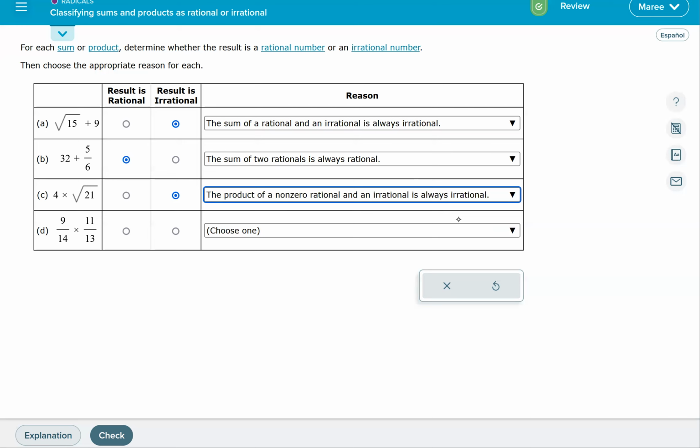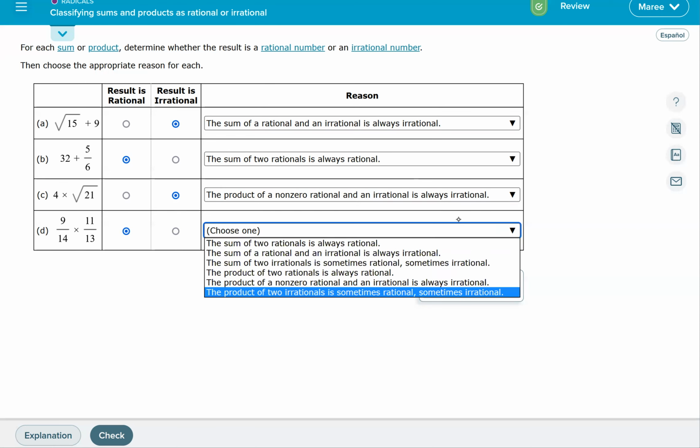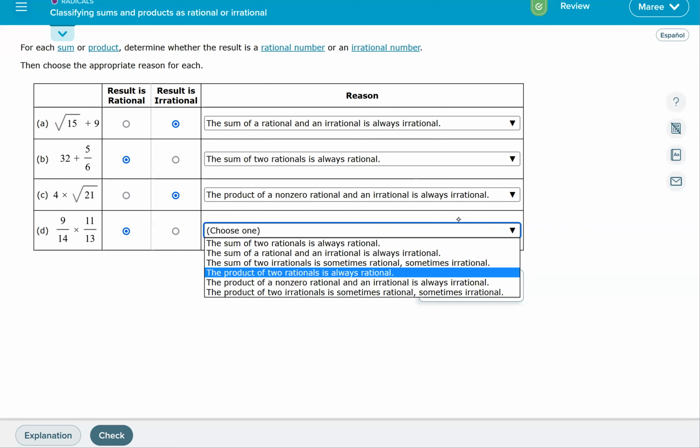We have two fractions here. They're both rational. When we multiply them, we're going to get another fraction or a whole number, and it will be rational. So the product of two rationals is always rational.